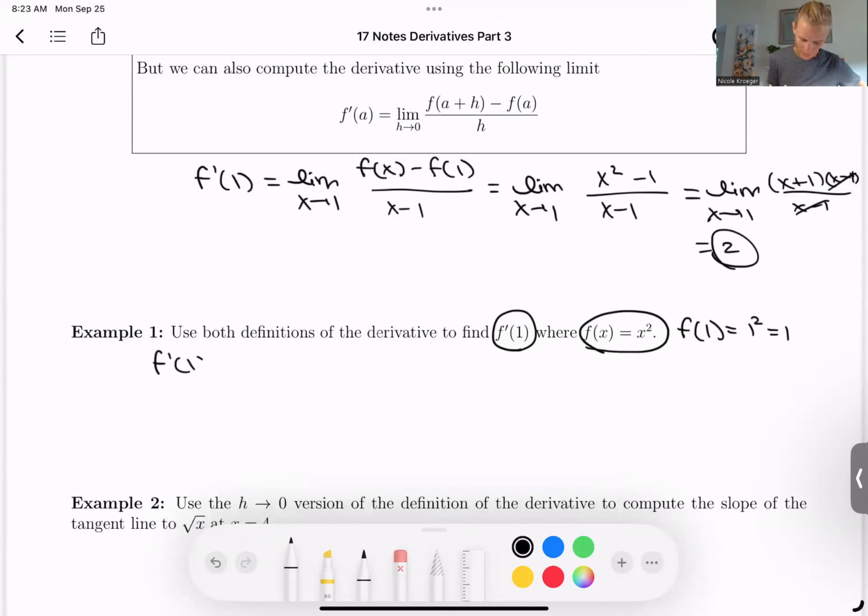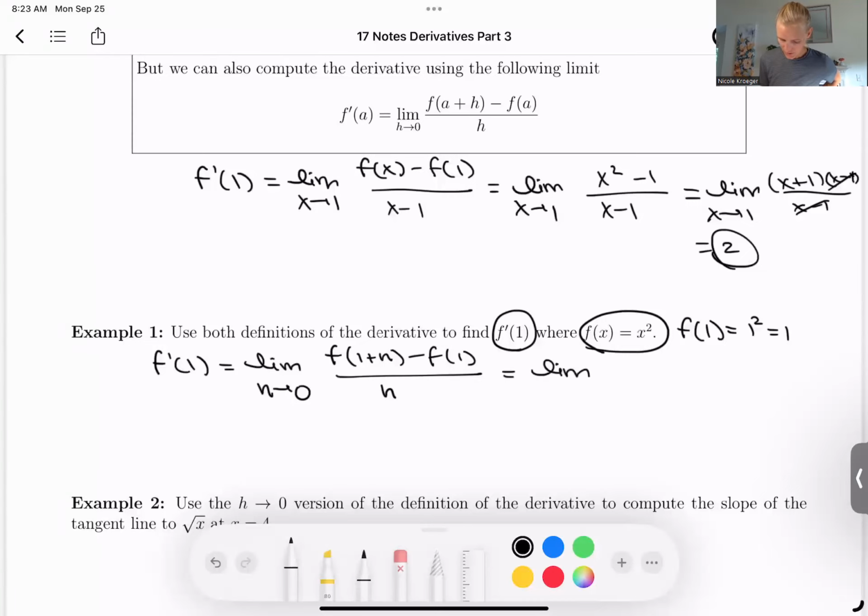So f prime of 1, according to this definition, should be a limit as h approaches 0. h is always approaching 0 in this definition. f of 1 plus h minus f of 1 all over h. Okay, so let me go ahead and plug. We know f of 1 is 1, so we're going to have a minus 1 at the end here.